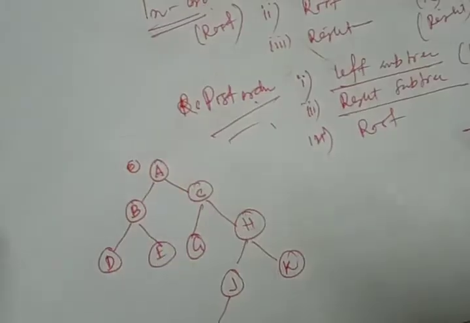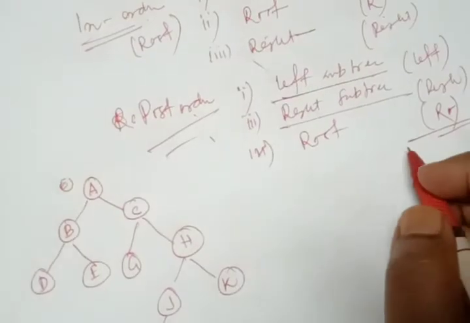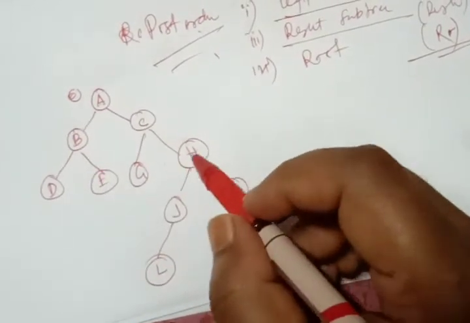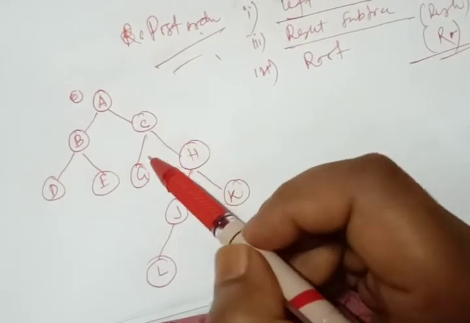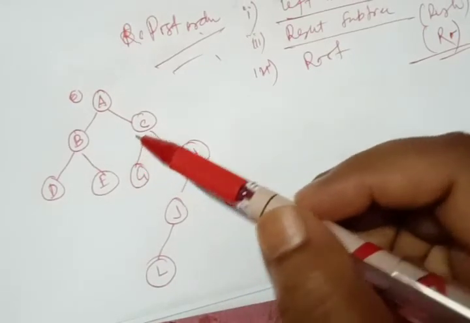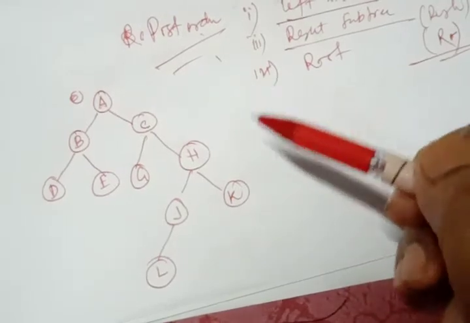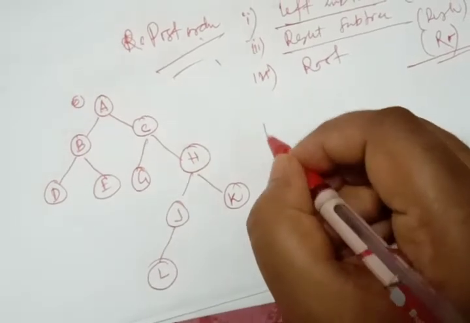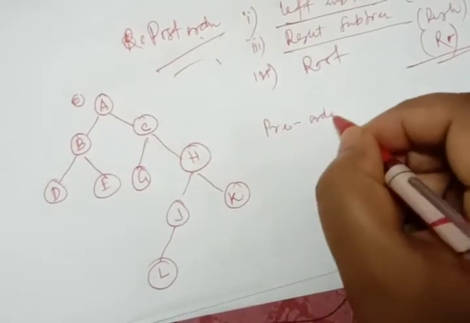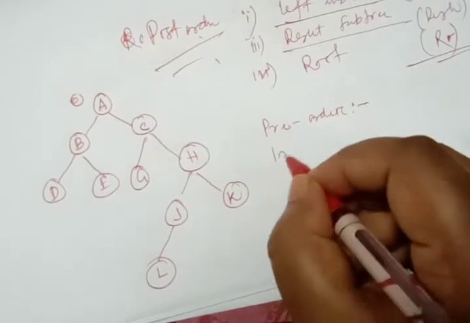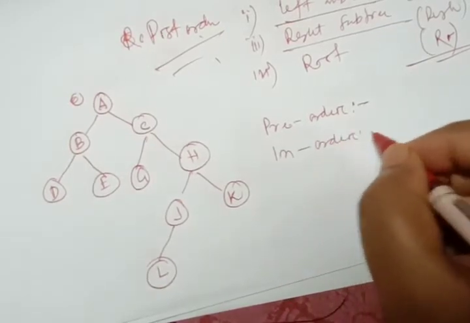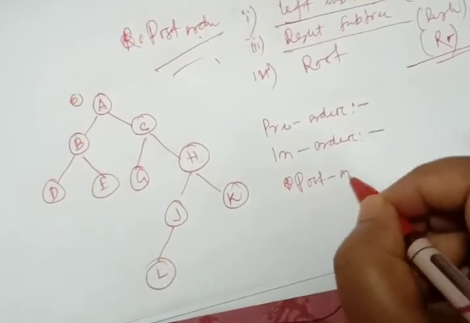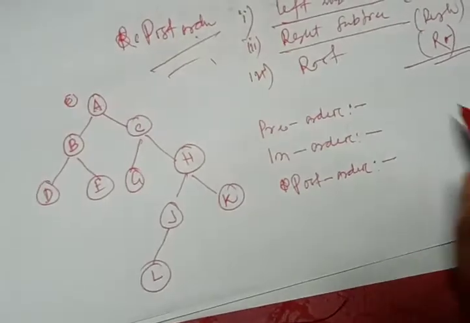Now the question is what will be the sequence. If we consider this binary tree and traverse it in different orders, like pre-order, in order, or post order, what will be the sequence of nodes in each?